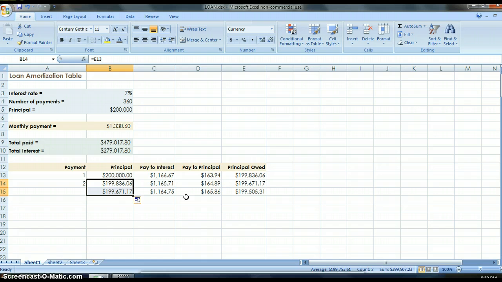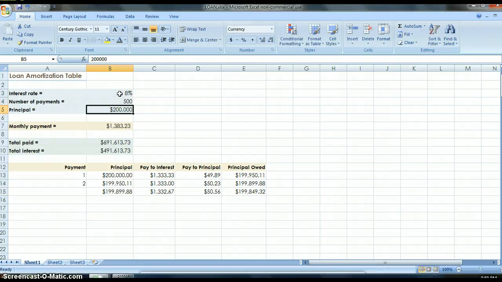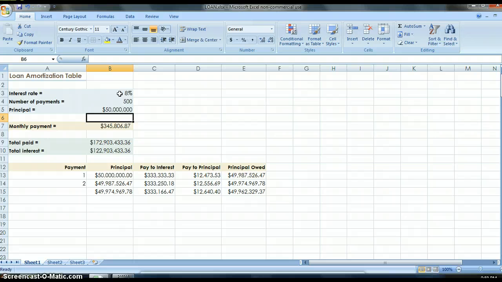You guys know how to add in your headers and footers, so we will not go through that part. If we would change this to 8%, we can even change this to a different number of payments, different numbers here, and you can see how that changes also, just because of our use of cell references.